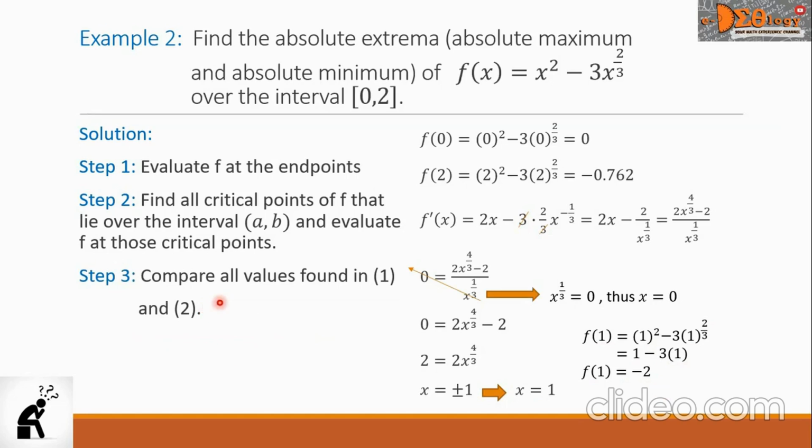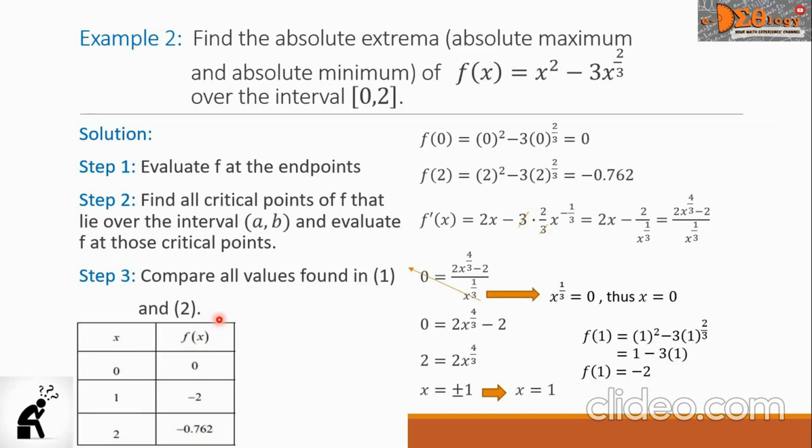Step 3. Compare all values found in steps 1 and 2. We can put a table where the first column is x, and this is for the critical points and the endpoints. So we have here the 0, the 1, and the 2. And the second column is for the f of x. So we have 0, negative 2, negative 0.762 respectively.